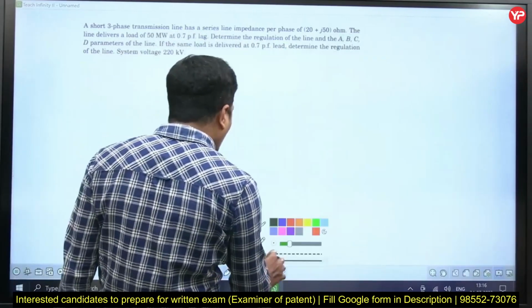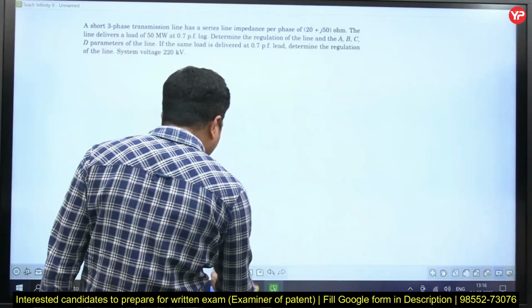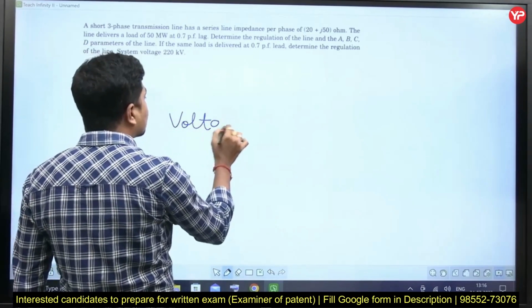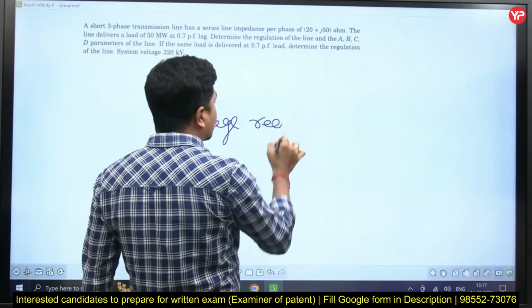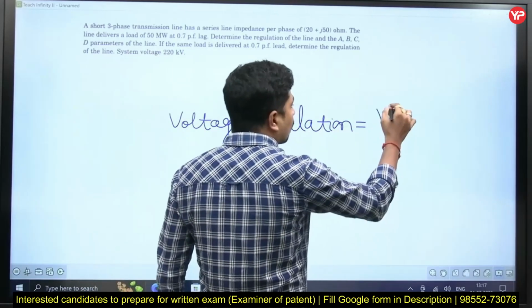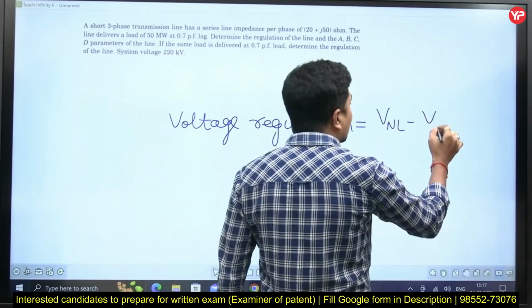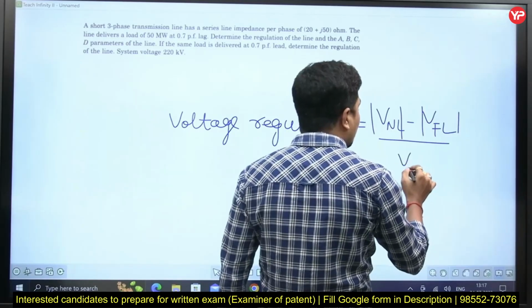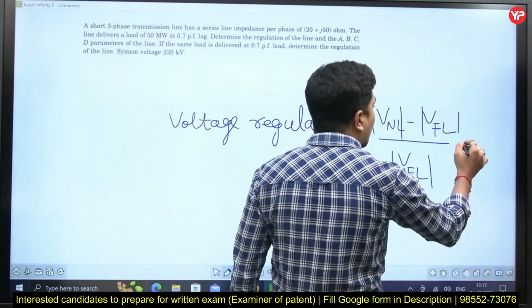Here I am not going to solve it completely, I will just give you the idea. What is voltage regulation? Voltage regulation is equal to V no load magnitude minus V full load magnitude, all these are magnitudes, divided by V full load, into 100.